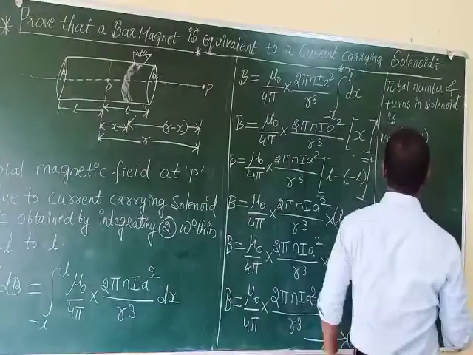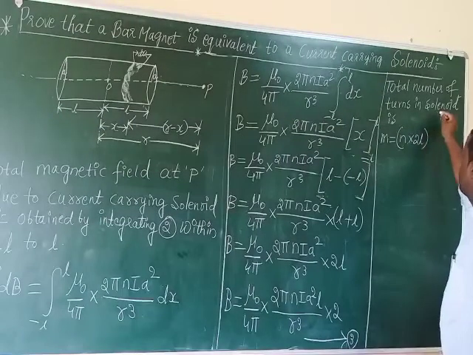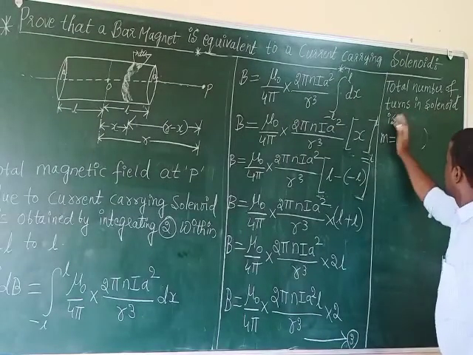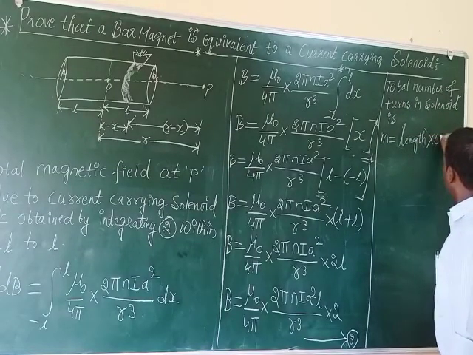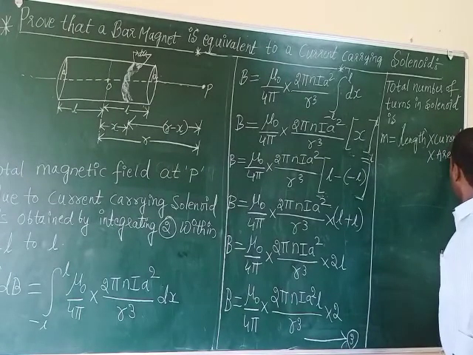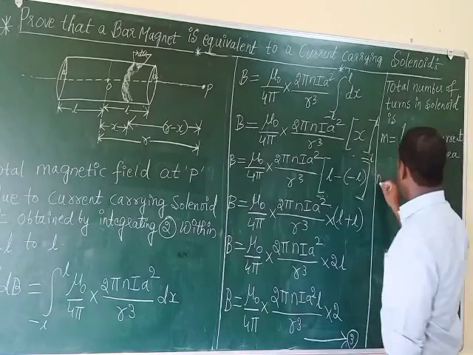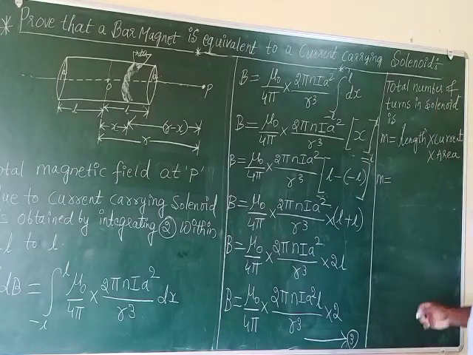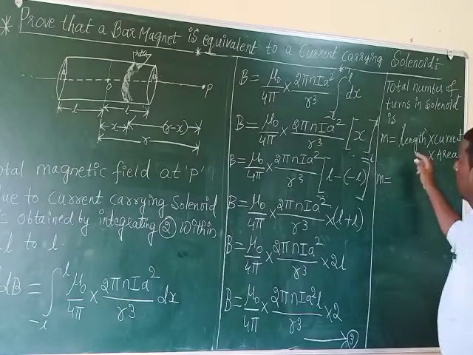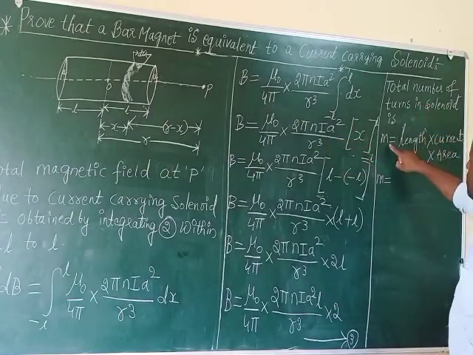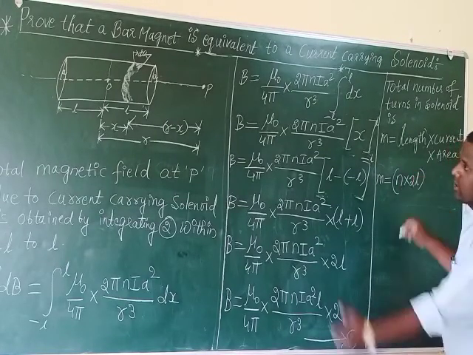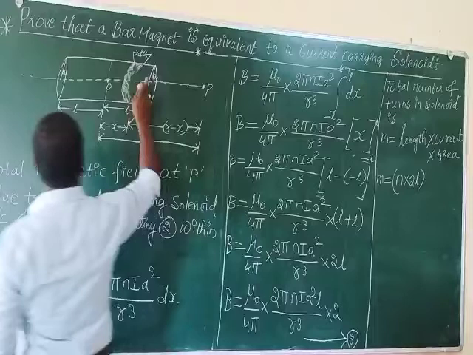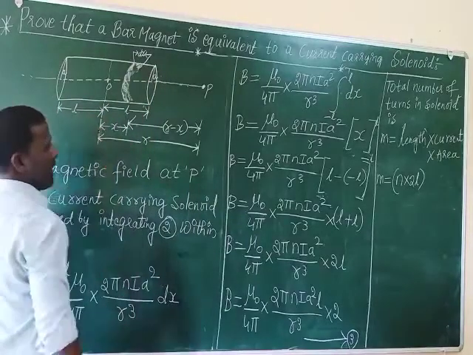What is the formula for finding the magnetic moment of the solenoid? Its length into current into area. So here m is the symbol, the total number of turns of the solenoid is m. So length is n into 2L. Its total length is n into 2L.